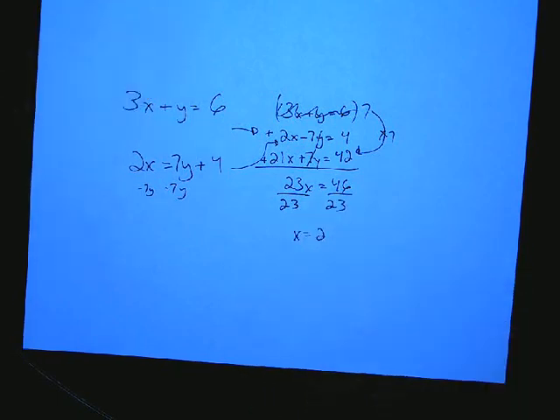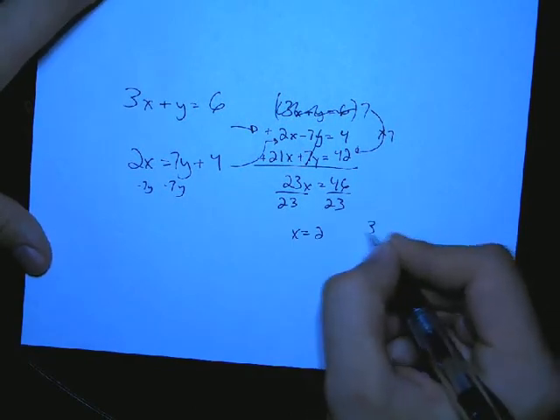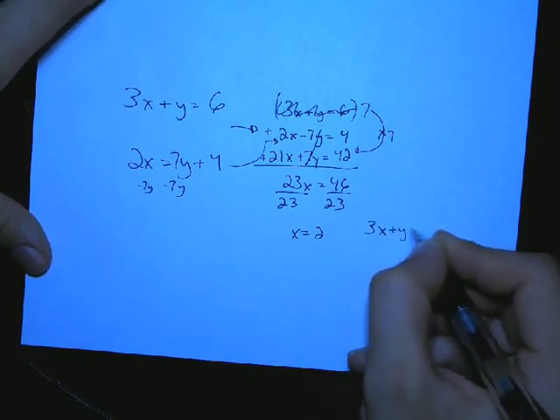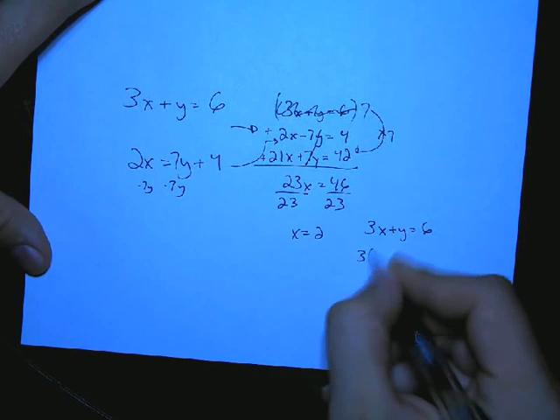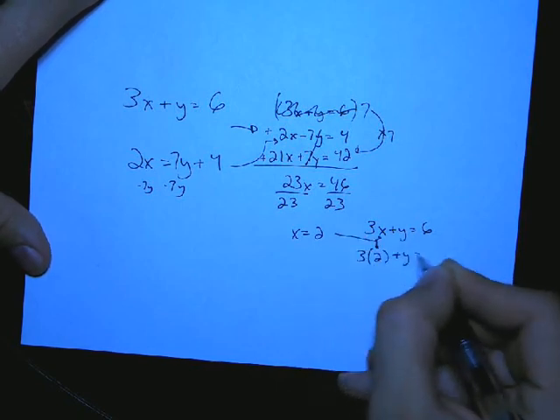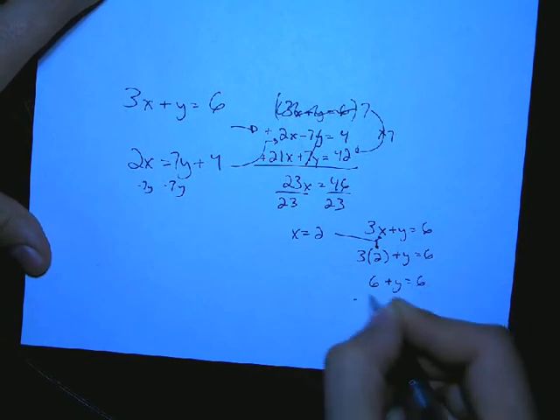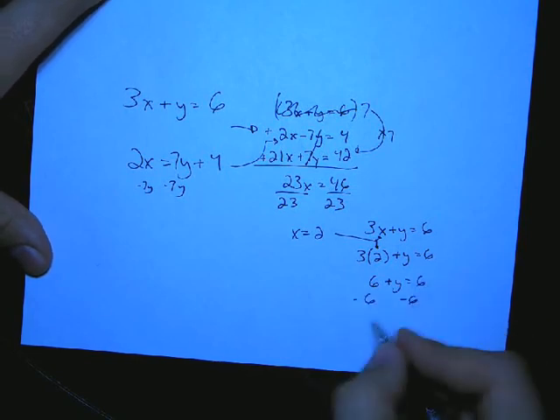Done with my x's. I'm going to go back and substitute in to find my y. So 3x plus y is equal to 6. I found x to be 2. So 3 times 2 plus y is equal to 6. That's 6 plus y is equal to 6. Pull the 6 from both sides. And I'm going to get y is equal to 0.